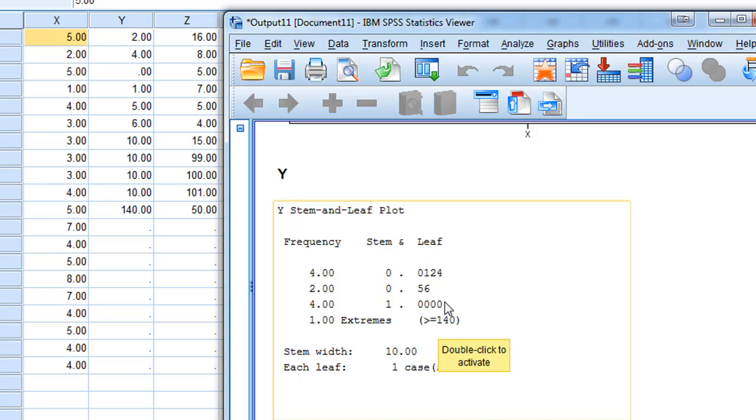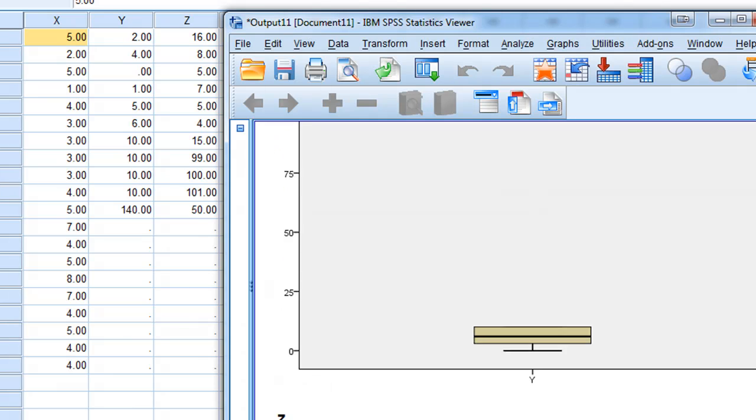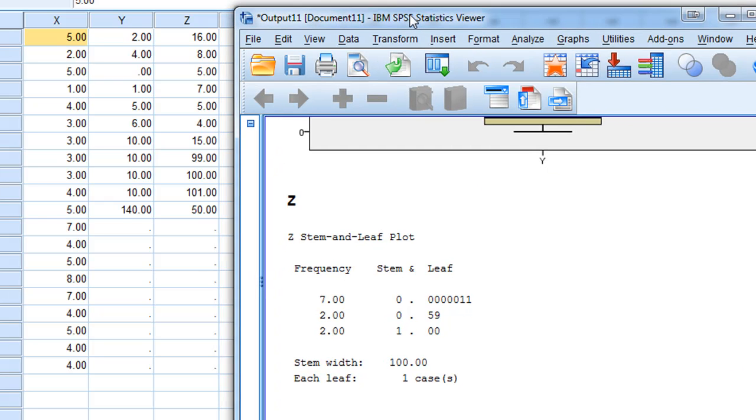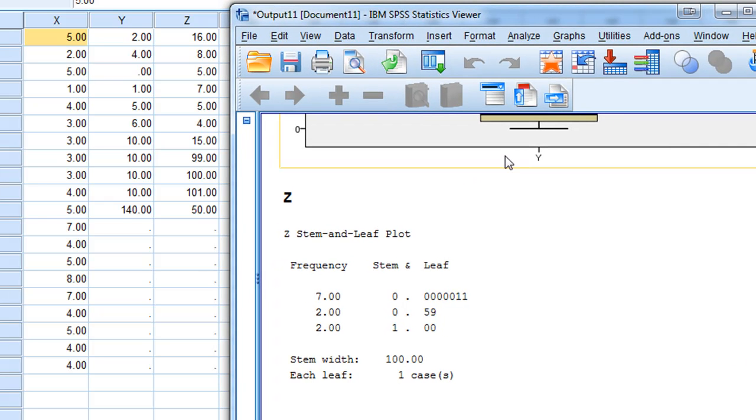Notice how the stem and leaf plot for y is different from the stem and leaf plot for x. And that is because of the structure of the data where I have either unit positions, tens, or hundreds. Let's go to z. Now look at the stem and leaf plot for z. If you thought x and y were confusing, you're really going to love z.